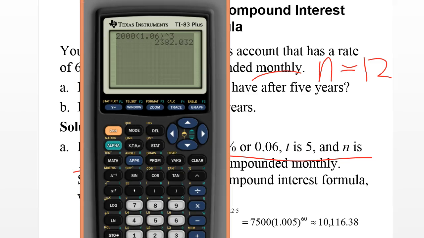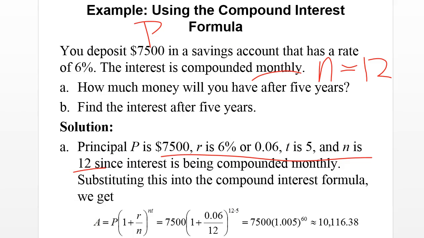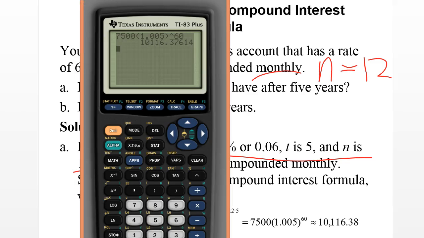$111.16. Sorry, $10,116.38. Again, you can just type that in directly, as you see it, 7,500 parentheses 1.005 raised to the 60th. Now, where's the 60 coming from? It is n times t, so 12 is n again, and t is 5. So if you go ahead and have that n times t multiplied out, you'll save yourself some trouble.